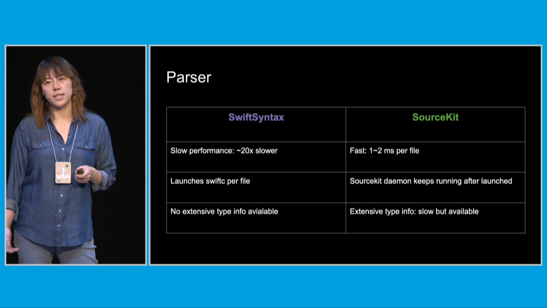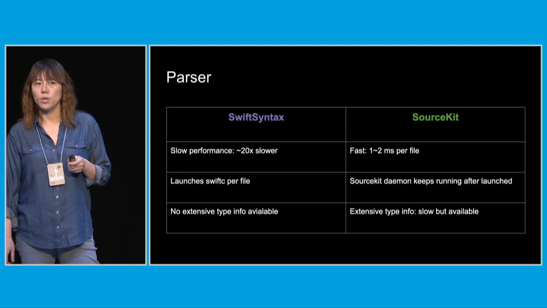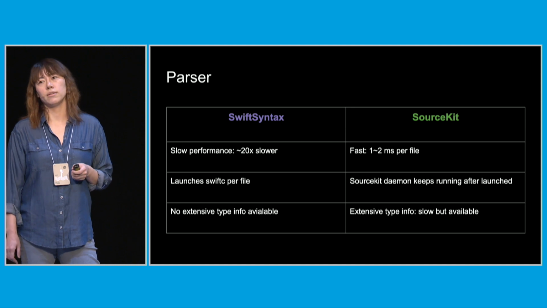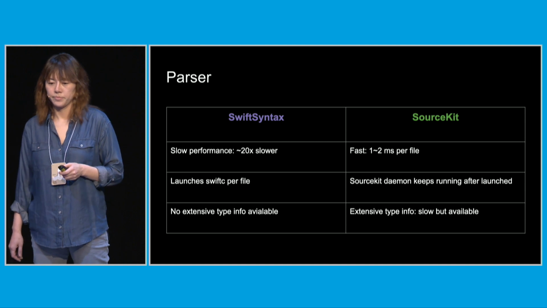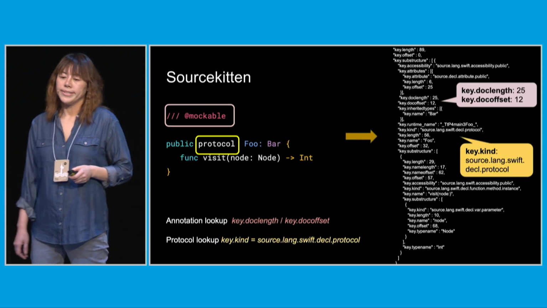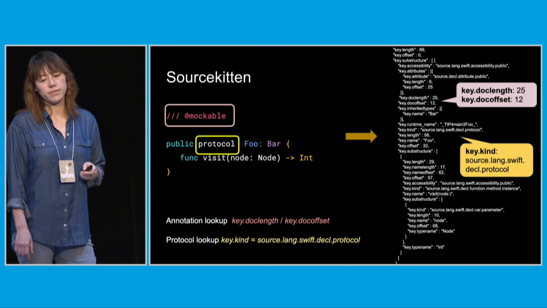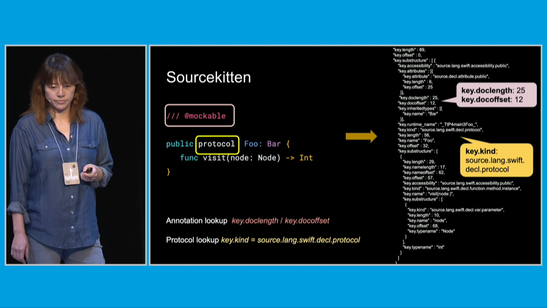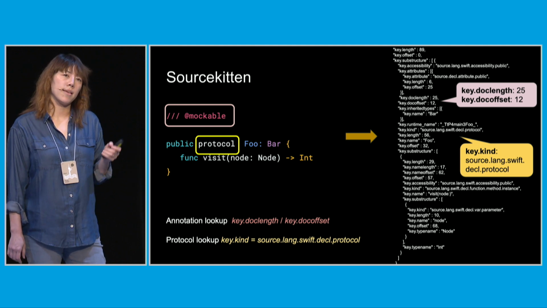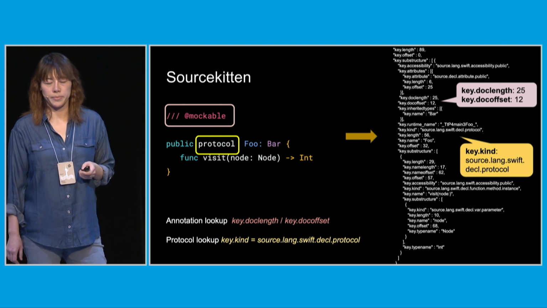Sometimes you need extensive type info in cases like name collisions. Swift syntax doesn't provide any, whereas SourceKit provides an API for that. We are using the SourceKit framework, which is a thin wrapper around SourceKit. This is the only third-party framework we are using. This provides nice and convenient APIs to look up the annotations and declaration types.